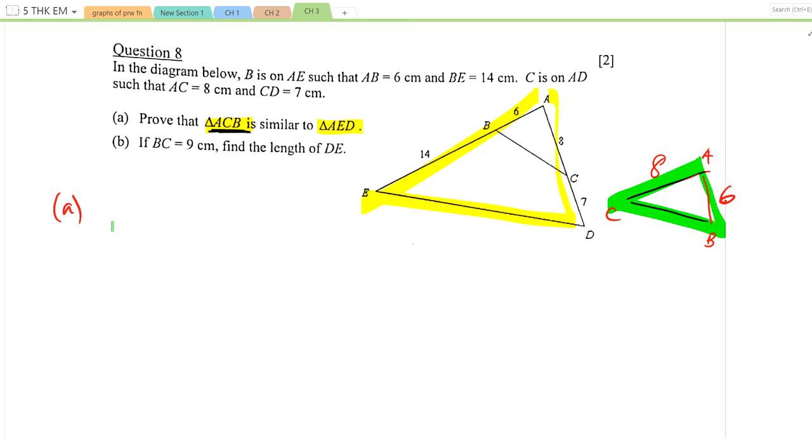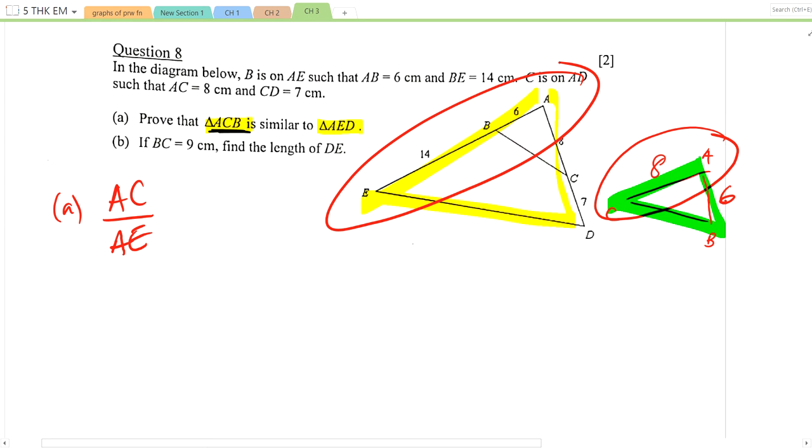To prove that these two triangles are similar, we want to find either ratio of sides or angles that are the same, right? Which one is easy? Comparing angles or sides? Sides. Which two sides do you want to compare? AC over AE. Why AC over AE? Because this side corresponds to this side. How much is that? 8 over 20, divided by 4, which is 2 over 5.